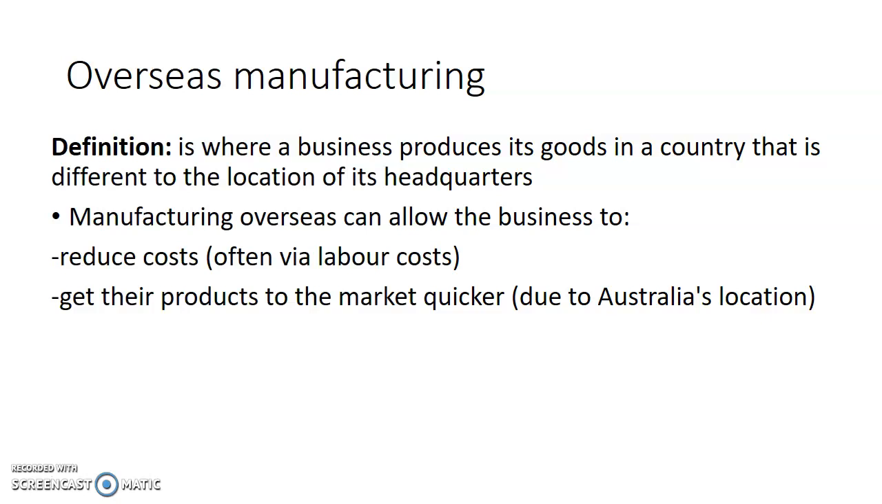Now these are really important decisions for an operations area to make, where they want to actually produce their goods. Now, why would they do it overseas? It helps them reduce the costs, often via labor costs. So cheap labor, cheap materials, get their products to the market quicker, because they're going to reduce the transportation costs. Okay. And also the delivery costs.